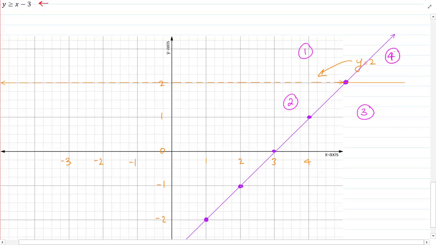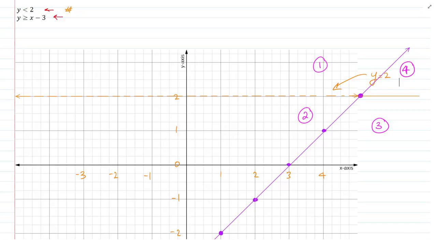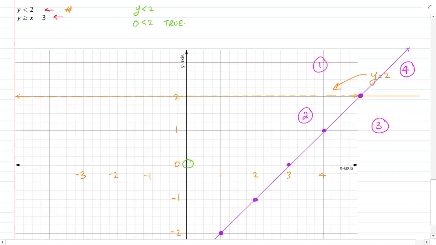Now, I'm going to try and be clever about my setting out here. So first of all, I could go through and just test points. But that will actually be hard because I'll have to test up to 3 points before I identify which of those four regions satisfies both of these functions. So what I'm going to do instead is I'm going to test that 1 point again, 0, 0, for both functions. So first of all, y is less than 2. Is 0 less than 2? This is true. So therefore we know that this works for region 2 or 3.